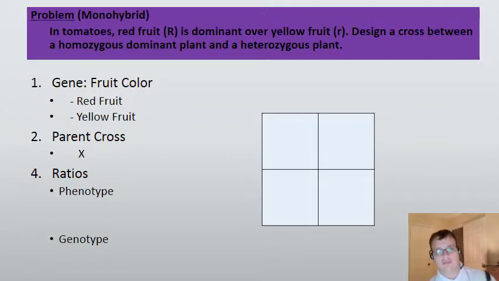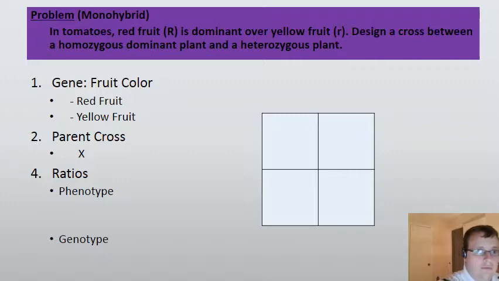All right, so let's start with a problem. This is a simple monohybrid problem. You just simply start by going through and reading it. So we have in tomatoes, red fruit is dominant over yellow fruit. So remember my key, the first thing I like to do is make a little legend.